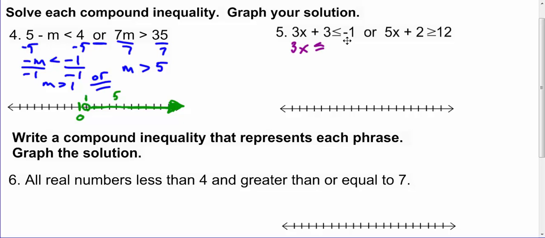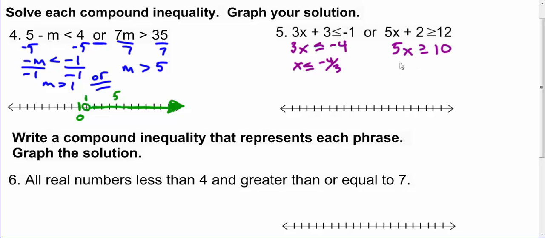On the next one, on number 5, we're going to subtract 3 from each side, and then of course divide by 3. So x is less than or equal to negative 4/3. In this case, we'll subtract 2. I know I'm skipping showing some steps. I'm verbalizing it. Hopefully it's working for you. Ask questions in class if you have questions about it though.